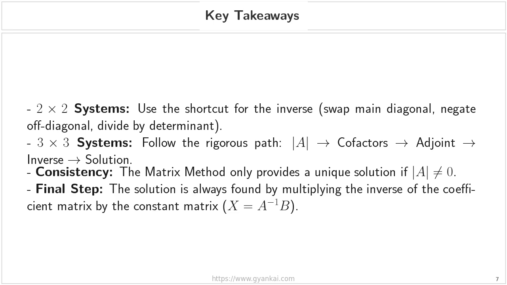Finally, never forget the fundamental final step. The solution for your variable matrix, X, is always found by multiplying the inverse of the coefficient matrix, A inverse, by the constant matrix, B. In other words, X equals A inverse times B.